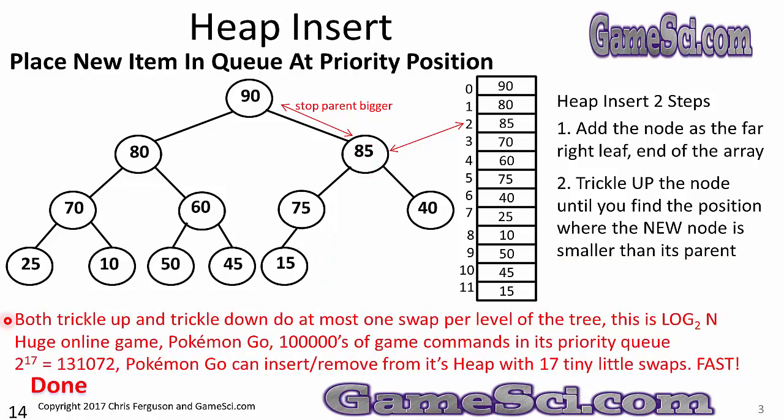Both trickle up and trickle down do at most one swap per level of the tree. This is order log base 2 of n, and of course big O drops the 2 and it becomes an order of log n algorithm.